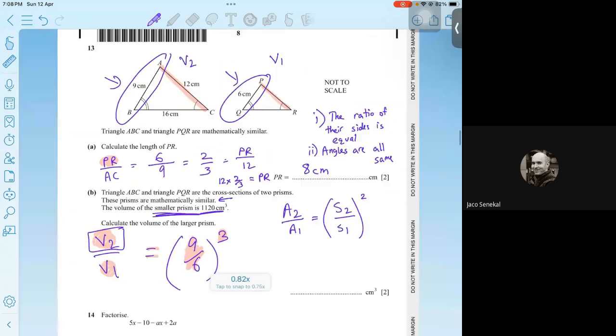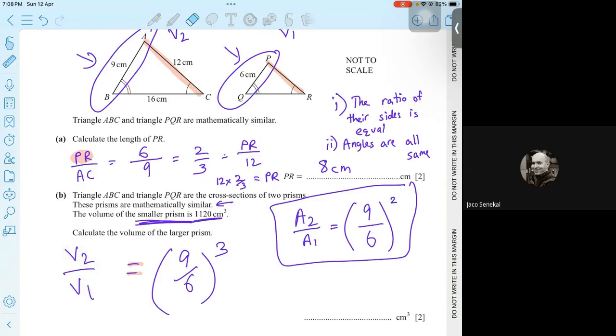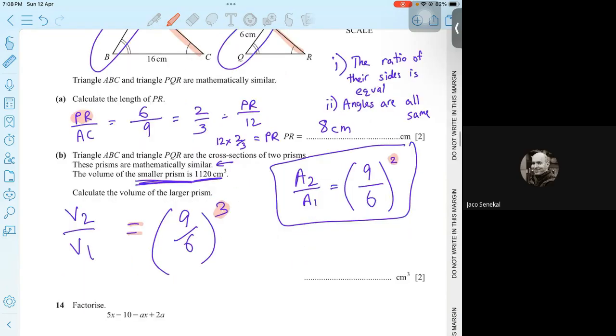Okay, so in this case, side 2 would have been 9, the larger triangle, and side 1 would have been the smaller triangle's, 6. So if they were asking us to compare the areas, this is the formula we would have used. If they're asking us to compare the volumes, we are going to use this formula. And the only difference between these formulas is in this power. For areas, it's square because the answers of areas are in centimeter square. And for volume, it's cube because the answers are always in centimeter cube.